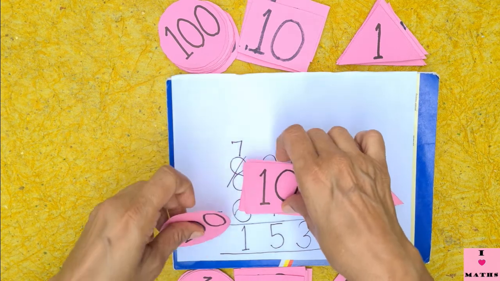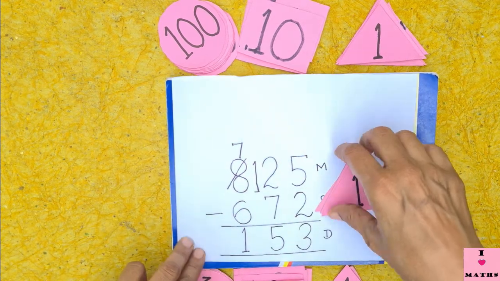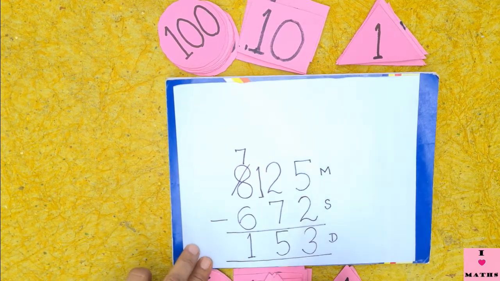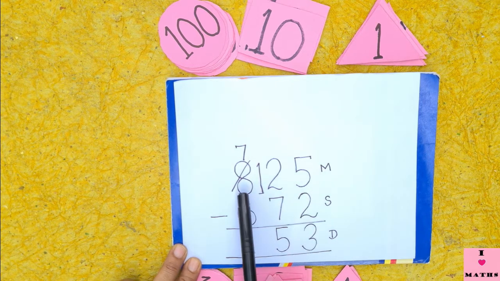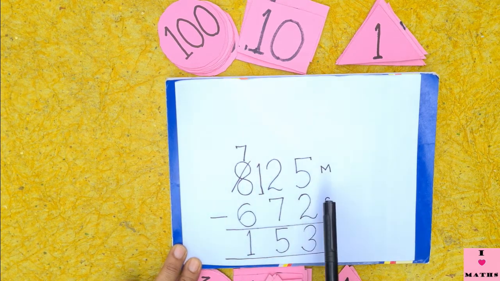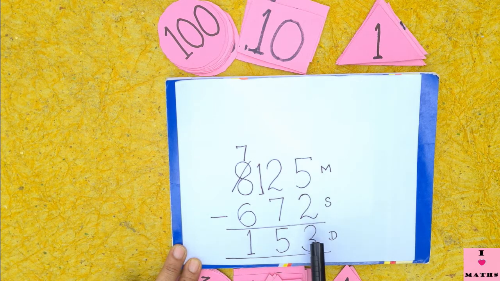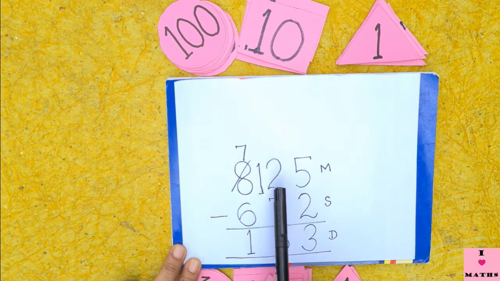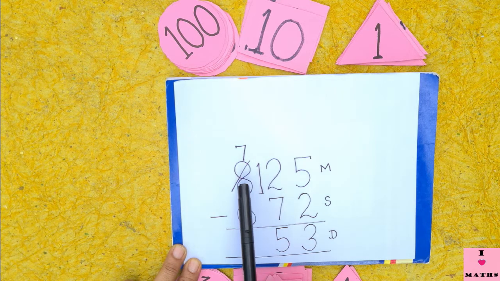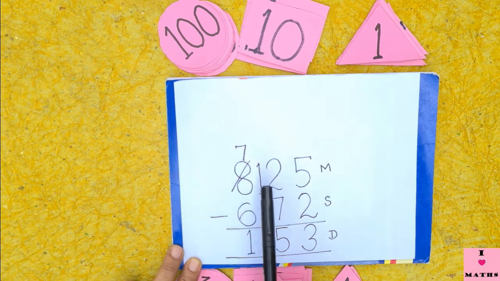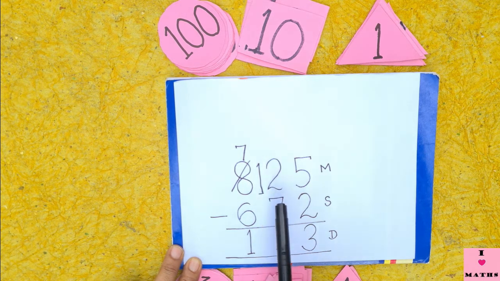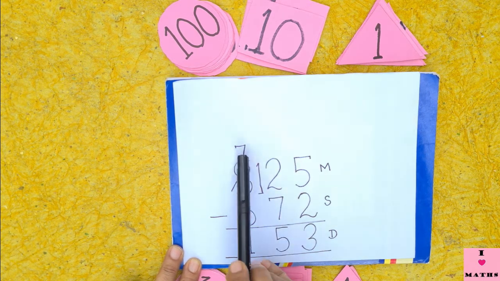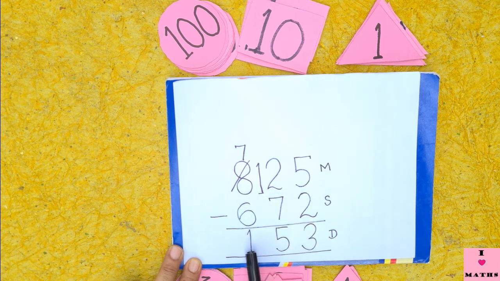Okay, children, I will remove these cards and quickly I will show you the sum once again. Now my subtrahend was 672, my minuend was 825, 5 minus 2 is 3. Since 7 is bigger than 2, so 2 borrowed from 800 and it became 12 tens because it is at the tens place. So 12 minus 7 is 5 and 7 minus 6 is 1.